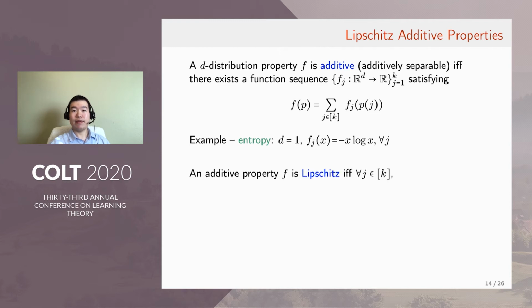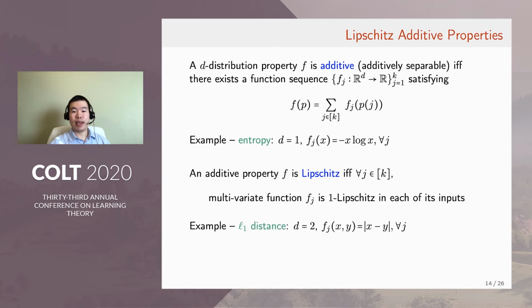And an additive property f is Lipschitz if we have the following conditions. Basically, every multivariate function f_g must be Lipschitz in each of its inputs. Here we can replace one-Lipschitz with any other kind of Lipschitz condition, but for simplicity, we will keep using one here. Another example is L1 distance. Here d is equal to 2, and f_g(x, y) is simply the absolute value of x minus y.